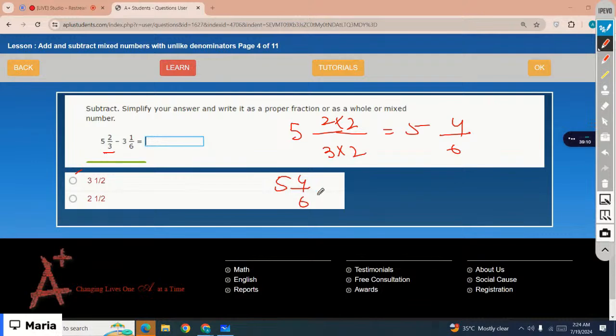Five whole 4 over 6 minus 3 whole 1 over 6. That is 5 minus 3, that is 2. 4 minus 1, that is 3. So that is 2 whole 3 over 6. You can divide the fractional part by the common factor, that is 3. So that is 2 whole 1 over 2. The correct option is 2 whole 1 over 2. Option number 2 is the correct option.